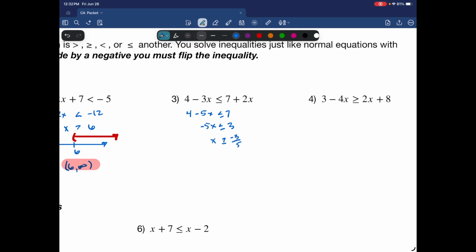All right, so I'm going to draw my number line. I got negative 3/5 in the middle.